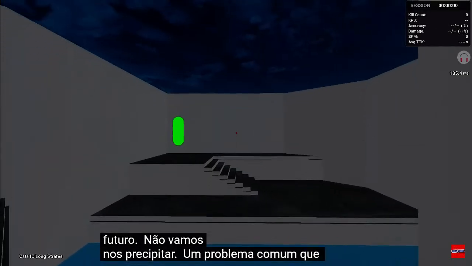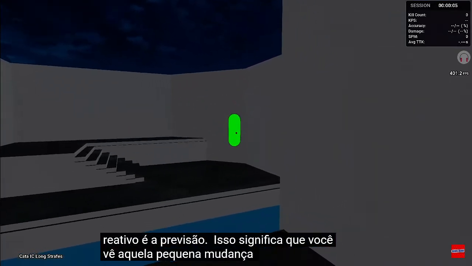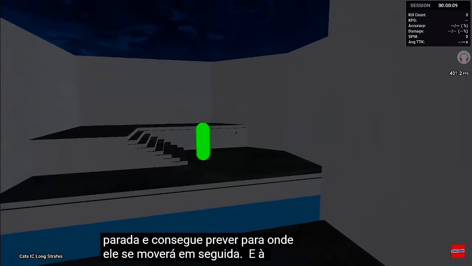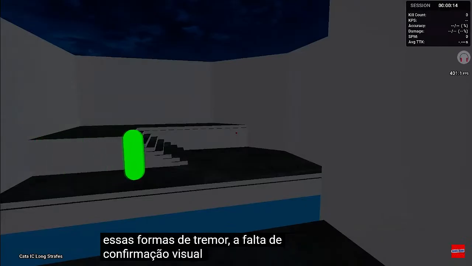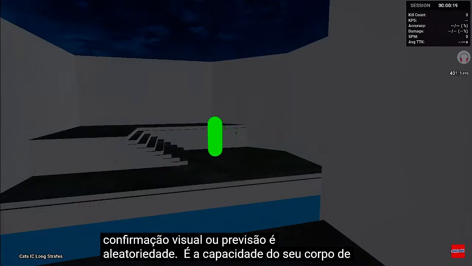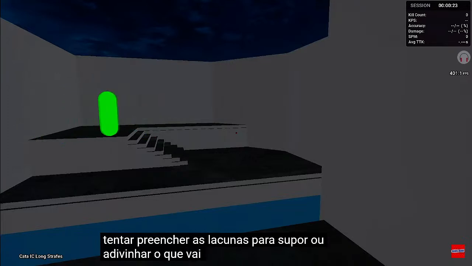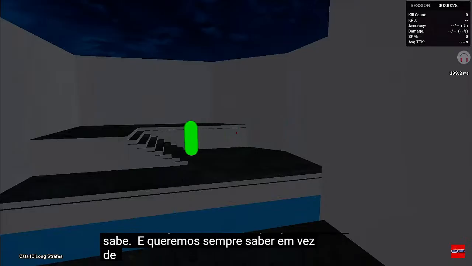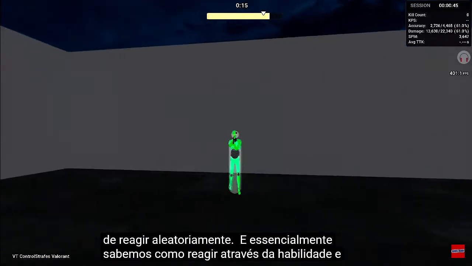A common issue that I see in reactive is predicting, meaning that you see that little slight change or that slight stop and you will predict where he will move next. And as we learned, all these forms of shaking, the lack of visual confirmation or predicting is randomness. It's your body's ability to try to fill in the gaps, to assume or guess what will happen because you don't know. And we want to always know rather than react randomly. And essentially, we know how to react through skill and through getting better.